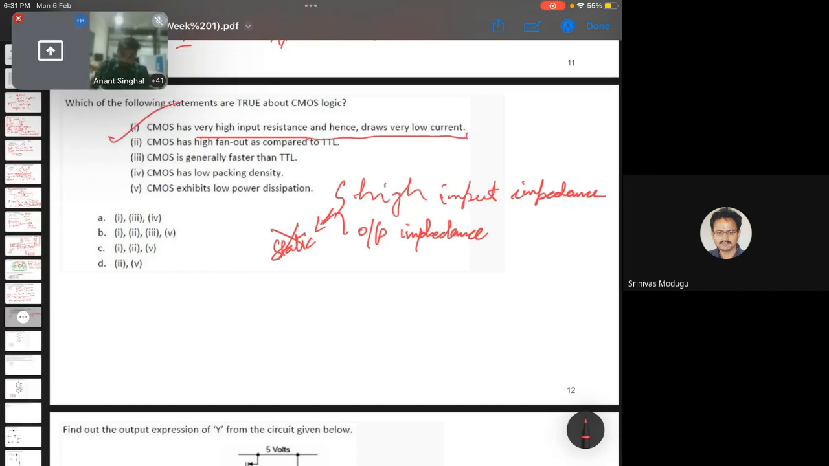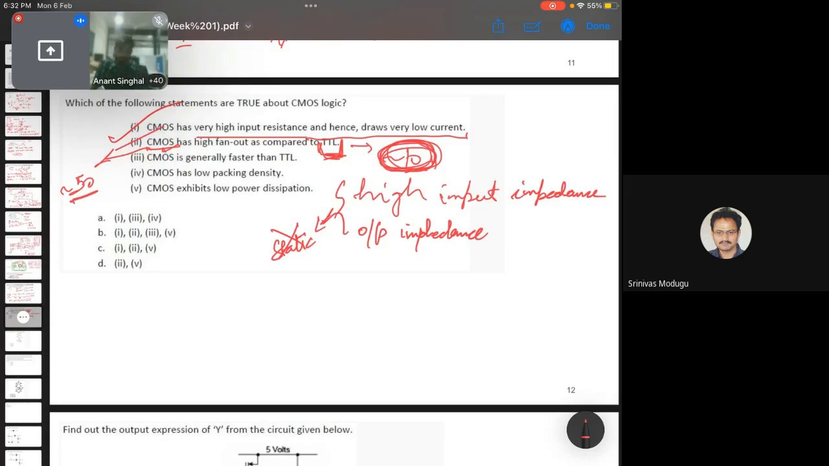This is correct. The next part says that CMOS has a high fan out as compared to TTL. A lot of TTL questions were covered in yesterday's lecture. This is also true: CMOS tends to get a fan out of approximately 50, whereas TTL only has a fan out of 10. This is the maximum number of gates that can be driven. So this option is also correct.